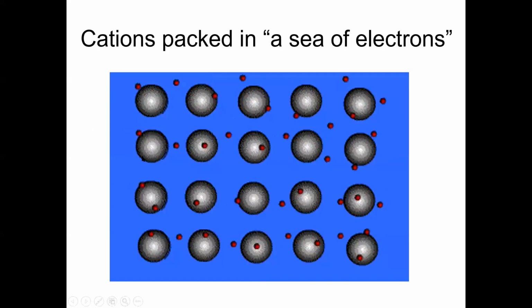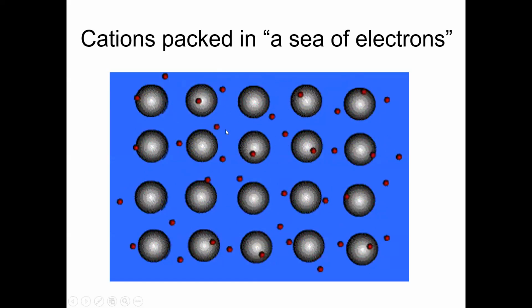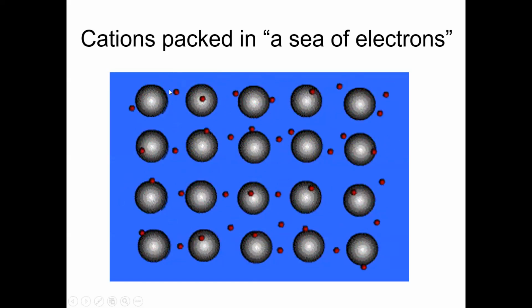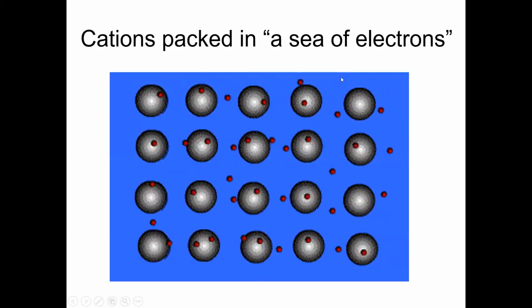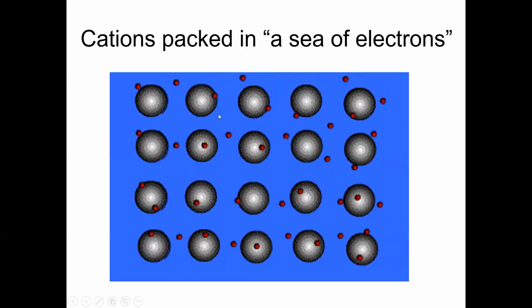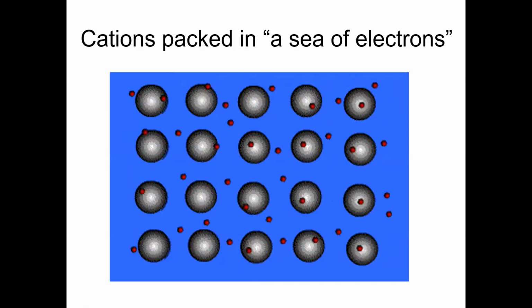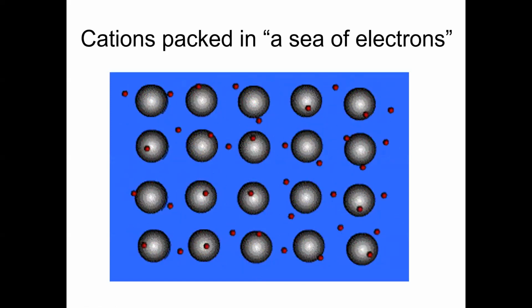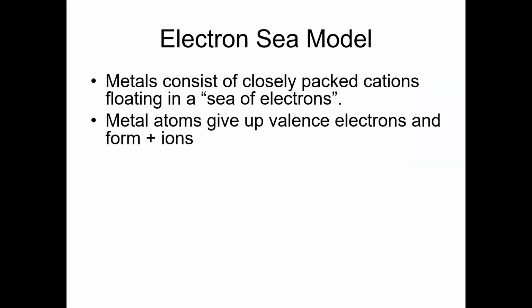So the cations in your metals are packed in a sea of electrons. And these electrons are not localized on a particular atom, but they are constantly moving around each other. Unlike the other atoms whereby the electrons are fixed on them, these are not in fixed positions. They are called a sea of electrons. So the metal contains closely packed cations floating in a sea of electrons.